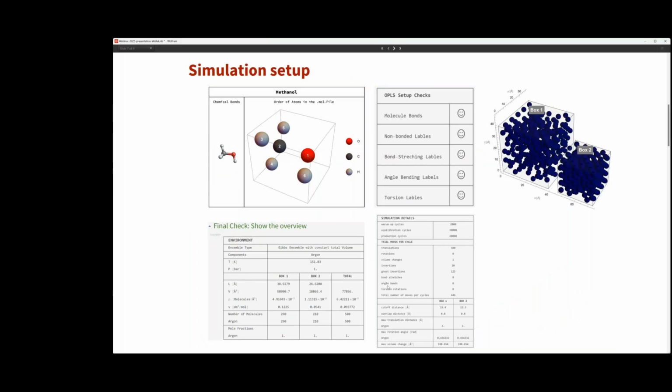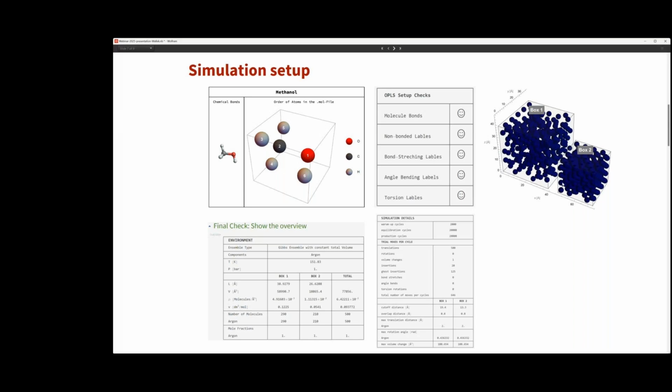So with these starting values, in the next step, the simulation can be set up where the molecules are chosen from a mole file and can be visualized as shown here. Then they are parameterized for the selected force field, including a check whether all necessary parameters could be supplied and were available. Then the filling of the two boxes is visualized and can be checked for plausibility, as shown here on the right-hand side.